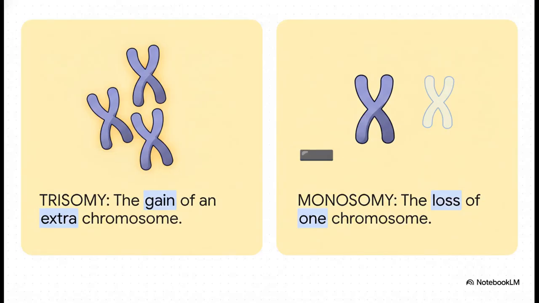So this basically leads to two main outcomes. You've got trisomy, which is when a cell gets an extra chromosome, so it has 3 copies instead of the usual 2. And then you have monosomy, which is the exact opposite. A cell loses a chromosome, leaving it with just one lonely copy.